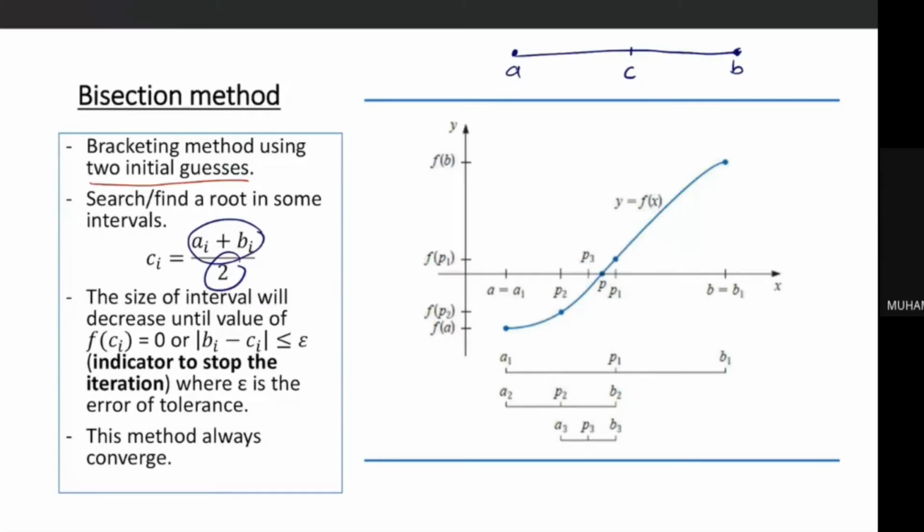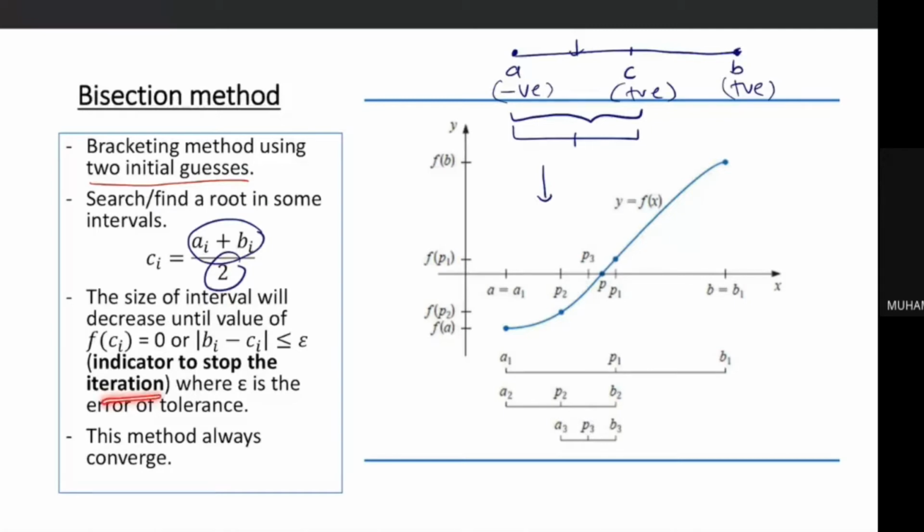Then you choose, let's say, A is negative and C is positive. So we choose this interval. For the next iteration we choose this interval, because we know that there is a solution in it. Next, for this interval, we find the middle point between A and C. Then you proceed until the size of the interval decreases until FC equals 0.